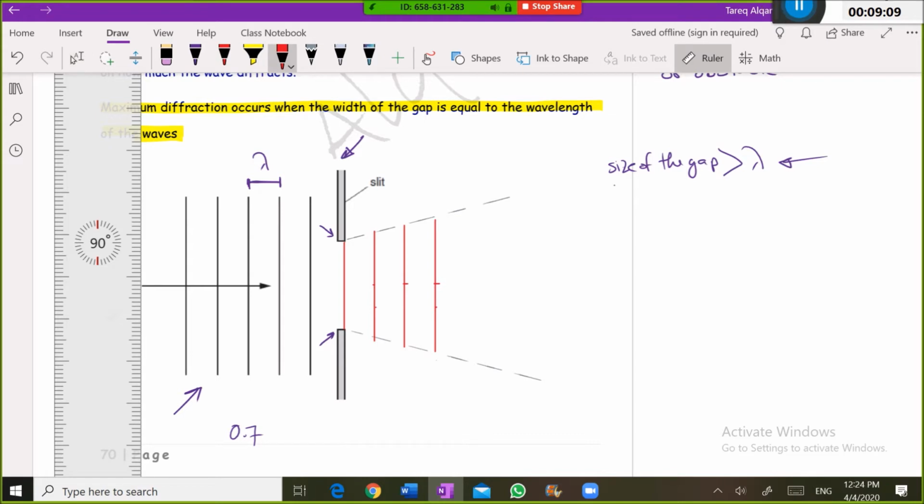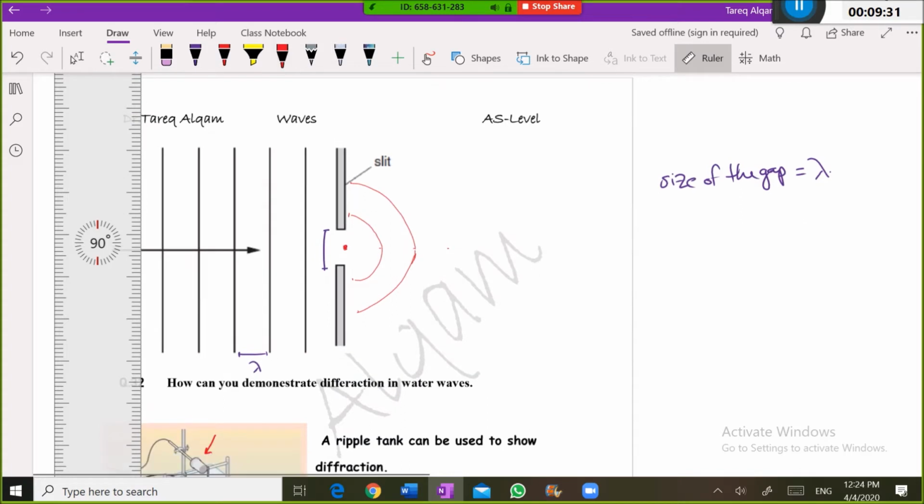Then beyond the edges, what do I have to draw? Normal curved parts or a diffracted part. Okay, guys? Now, if the size of the wavelength is equivalent to the size of the gap, like this one, I have to draw diffracted wave fronts.